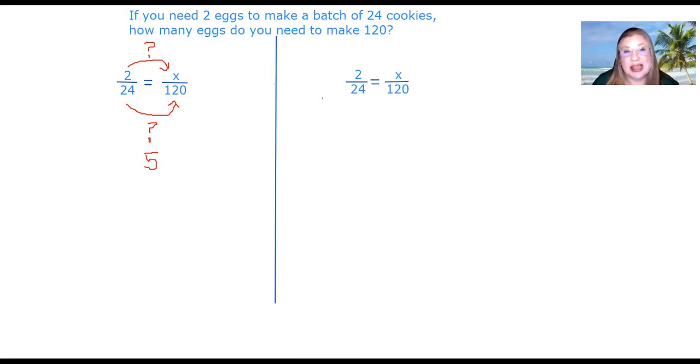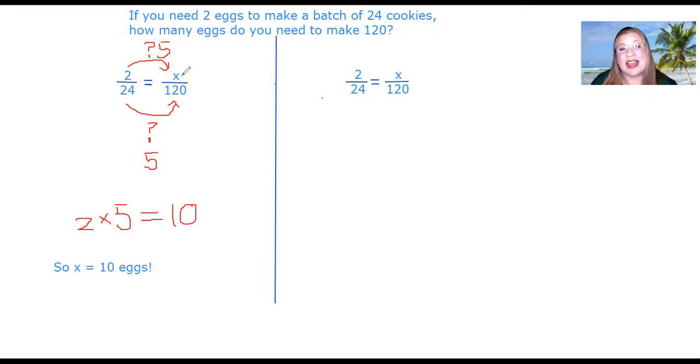Well, we have to do the same thing on the top of the fractions to keep them balanced. So if we say 2 times 5 on the top, what would we get? Well, we know that 2 times 5 is equal to 10. So we can easily say that the x on the top here is 10 eggs. So we've solved our proportion.